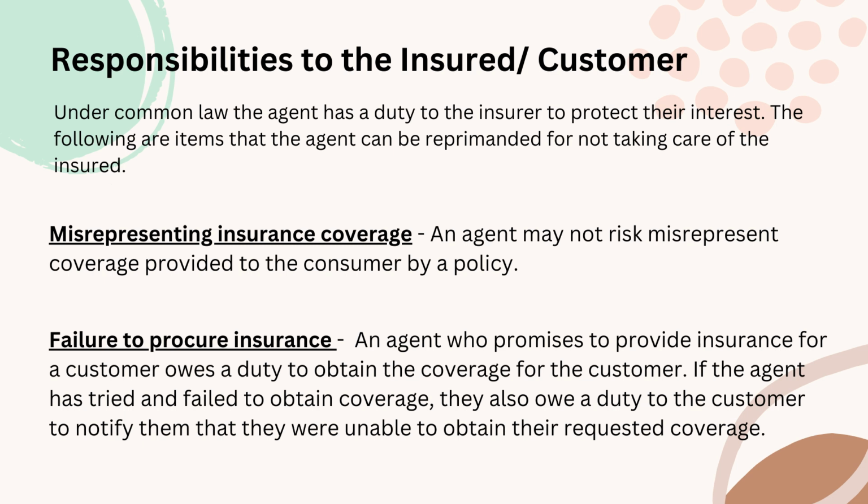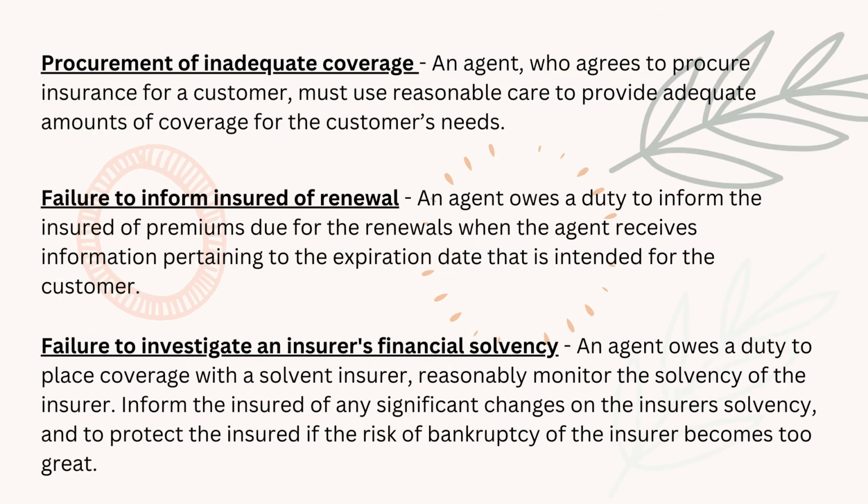Failure to procure insurance. An agent who promises to provide insurance for a customer owes a duty to obtain the coverage for the customer. If the agent has tried and failed to obtain coverage, they also owe a duty to the customer to notify them that they were unable to obtain their requested coverage. Procurement of inadequate coverage. An agent who agrees to procure insurance for a customer must use reasonable care to provide adequate amounts of coverage for the customer's needs.